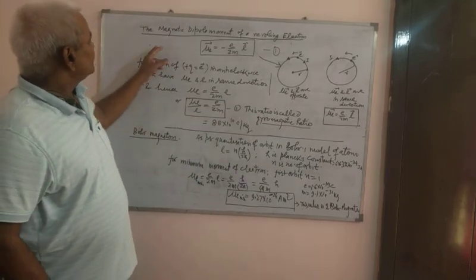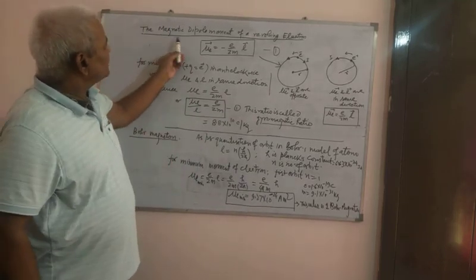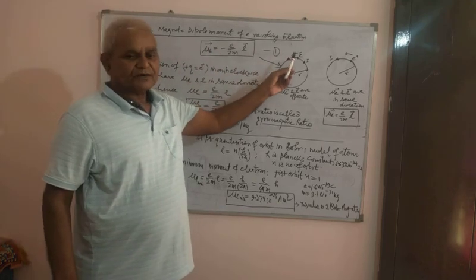Now, that way the topic of magnetic dipole moment of a revolving electron is over.